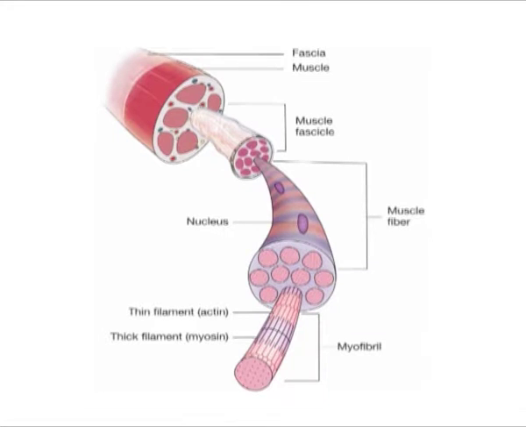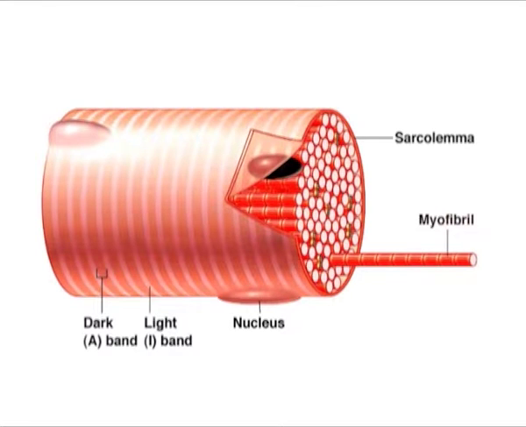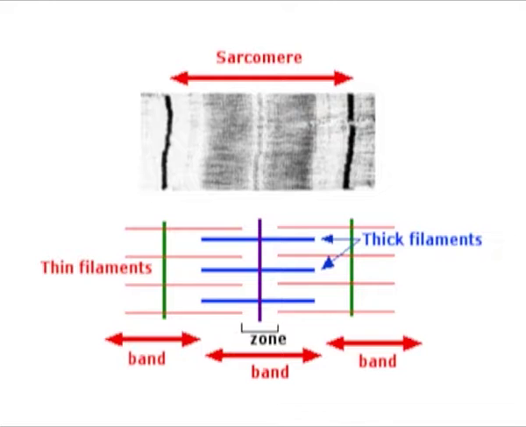The cross section of a muscle shows bundles of fibers known as fascicles, surrounded by another connective tissue called the perimysium. Each fascicle contains 10 to 100 muscle fibers. Most of the structure of muscle fiber is made of myofibrils and myofilaments, which are the contractile structures of the cells. Myofibrils are made of many protein fibers arranged into repeating units called sarcomeres. The sarcomere is the functional unit of the muscle fiber.